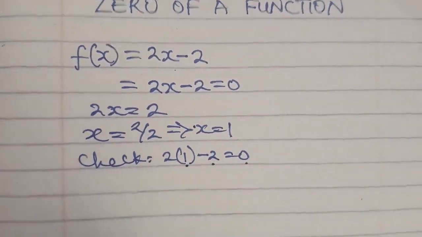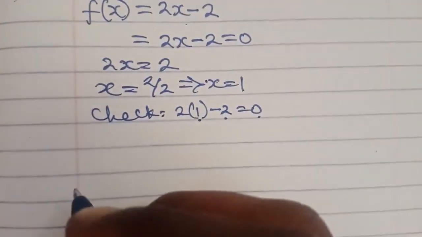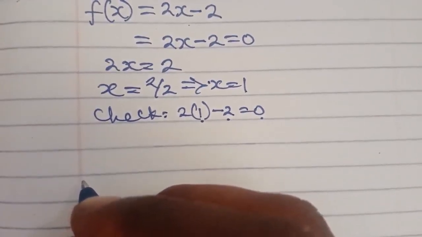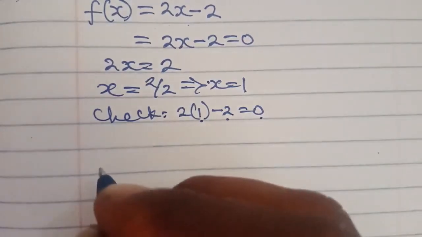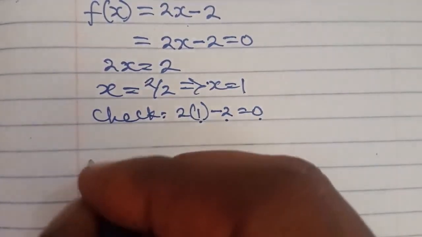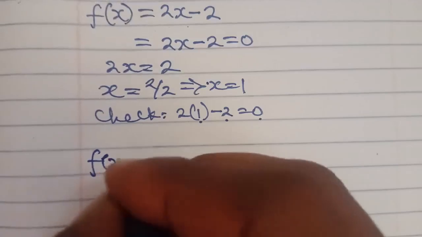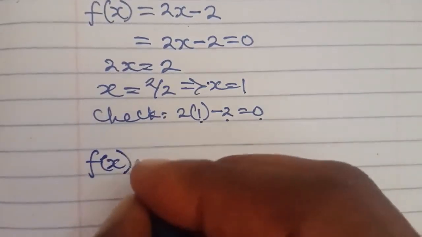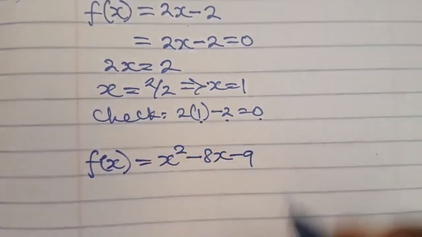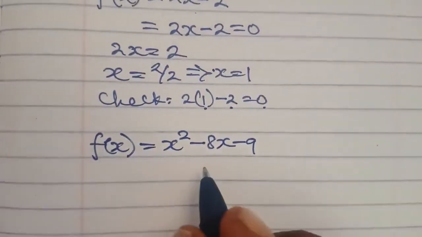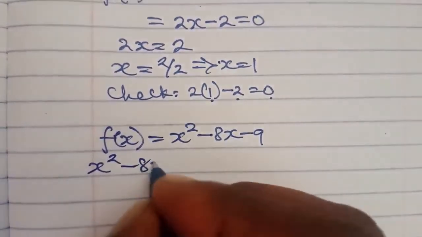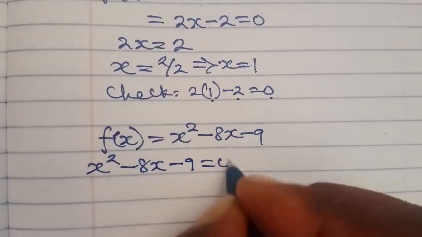So we define the zeros of a function as the input values that produce an output of 0. Sometimes we call it a root of an equation. Now let's look at another example before we get to the complex functions. If we want to find the zero of the function f of x equals x squared minus 8x minus 9, the next thing we need to do is equate this to 0. So we'll have x squared minus 8x minus 9 equals 0.